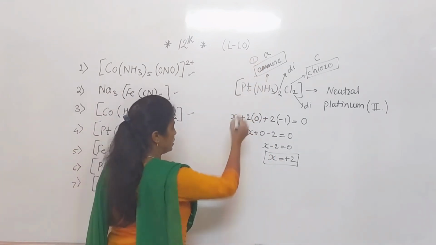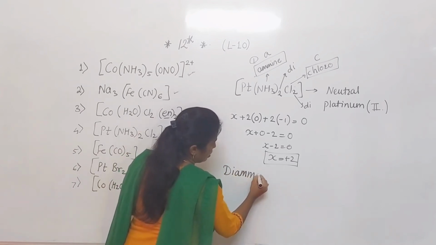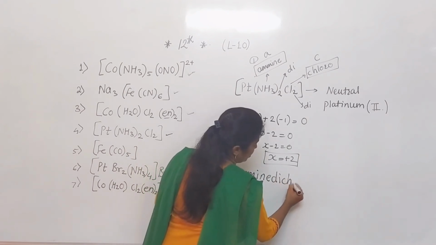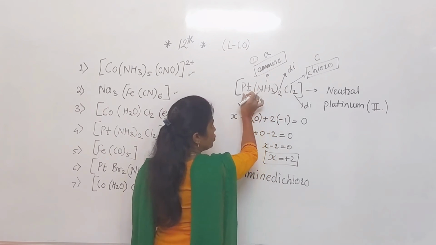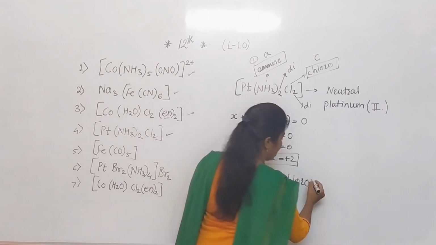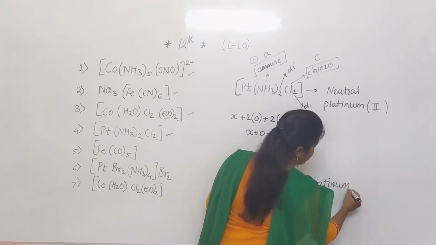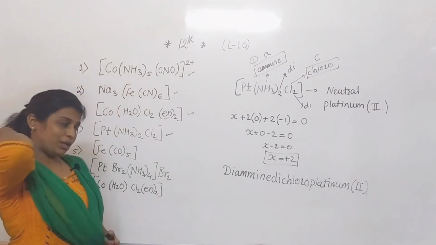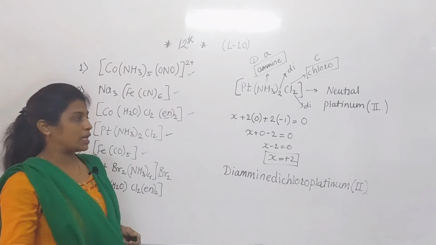So how to write? See here, diamine, dichloro. After completion of the ligands we have to write the metal name, and that metal is platinum, and its oxidation number is 2. So here we have completed the nomenclature of today's first example. Now we will discuss the second example.